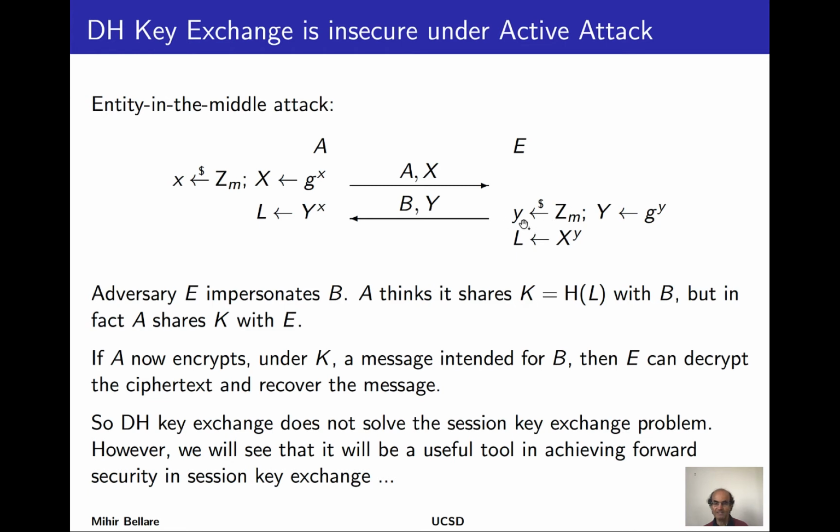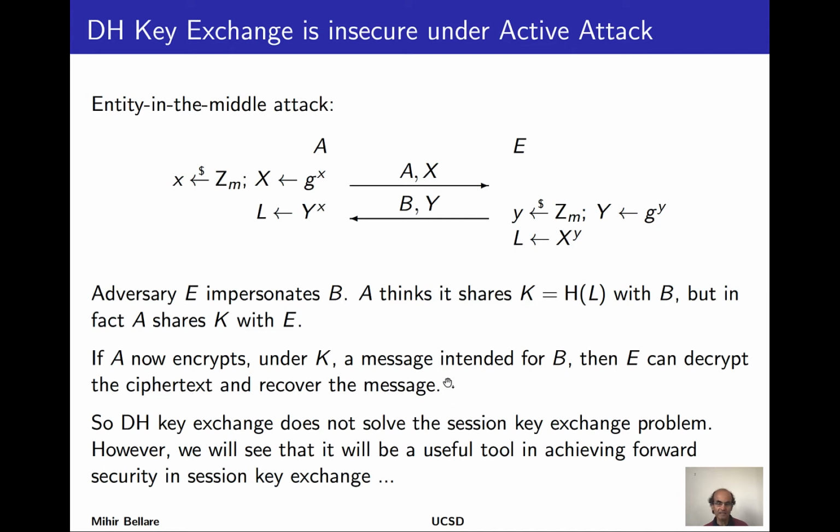But since the adversary knows little y, it can compute the Diffie-Hellman key L by raising big X to the little y. The result of this is that while the Alice entity thinks that it shares this key K with Bob, in fact, it shares it with the adversary. And now if A encrypts information under K, her sense is that that message is intended for Bob, who is the person she wants to be able to see it and decrypt it. But in fact, the adversary is the one who can decrypt it and recover the message.